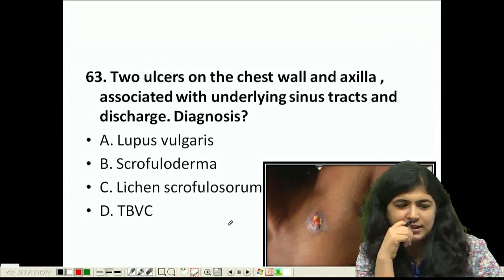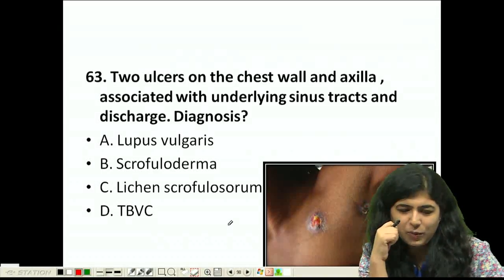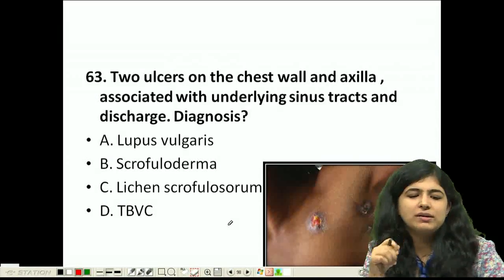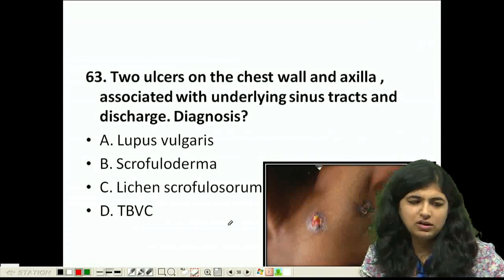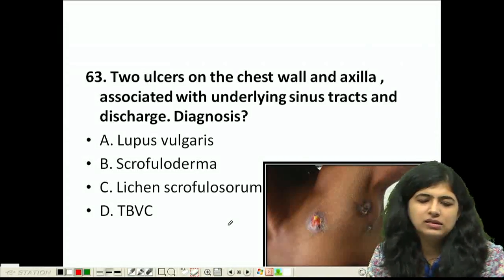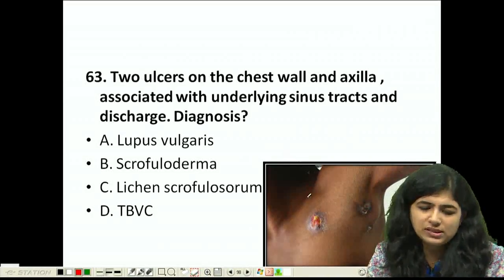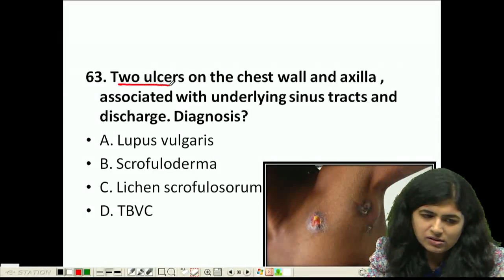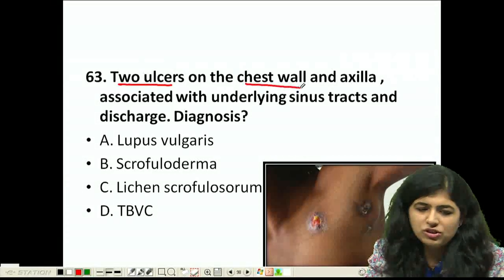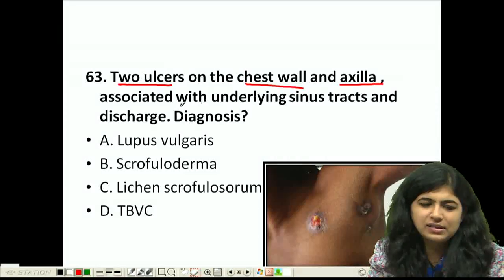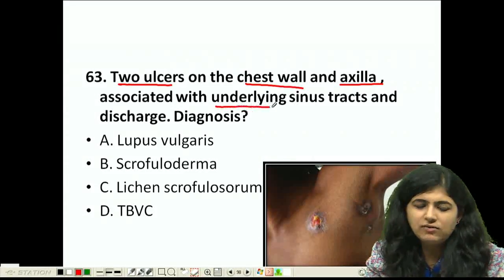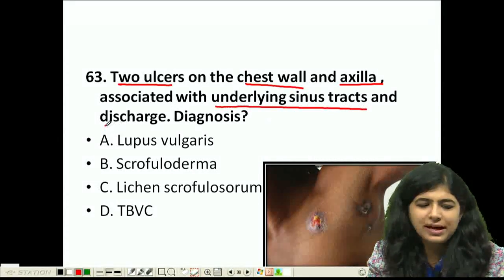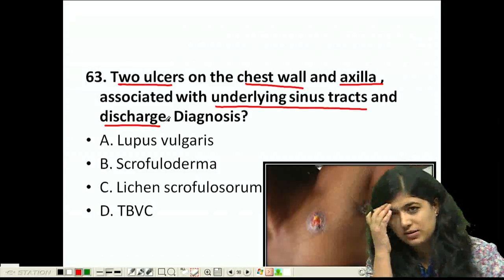Question number 63. What does this tell you? This tells you that there are ulcers on the chest wall and the axilla associated with underlying sinus tract and discharge. What is the diagnosis?